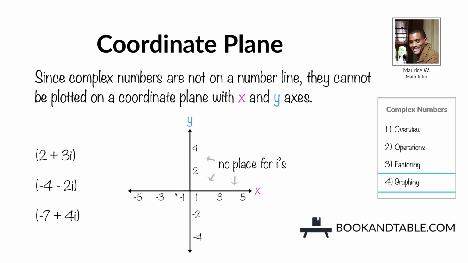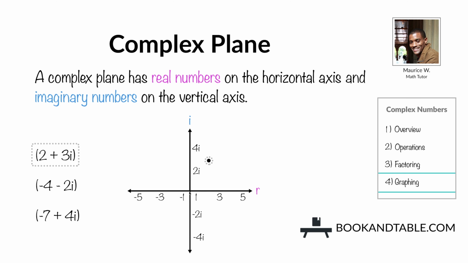We have our x-axis. To the left of the y-axis, we have our negative real numbers. To the right, we have our positive real numbers. Above the x-axis, we have positive real numbers. And below the x-axis, we have negative real numbers along our y-axis. So on neither axis is there a place for our imaginary numbers, the square root of negative 1. So because of this, we'll need to use a complex plane instead. A complex plane has real numbers on the horizontal axis and imaginary numbers on the vertical axis.